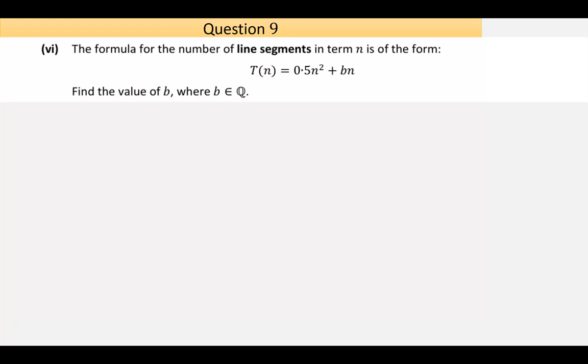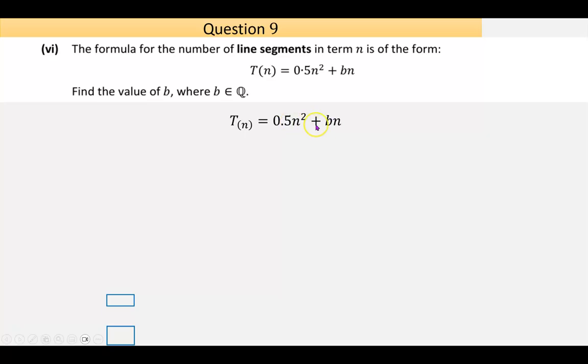Now, part 6 here says the formula for the number of line segments in term n is of the form, then they give me this function, t of n is equal to 0.5 times n squared plus b times n. It says find the value of b, where b is an element of Q, and that means it's going to be a fractional number.